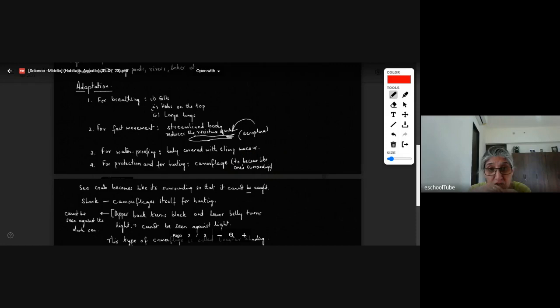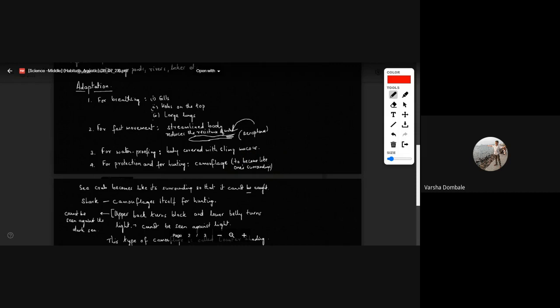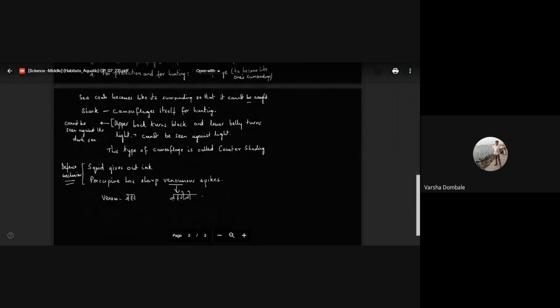Ananya, understood? Some fishes, Himanshu, are there deep in the sea. Some animals are deep into the sea. Okay. See now, see this.